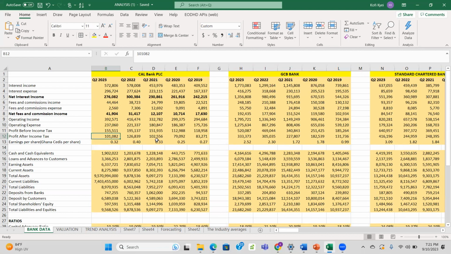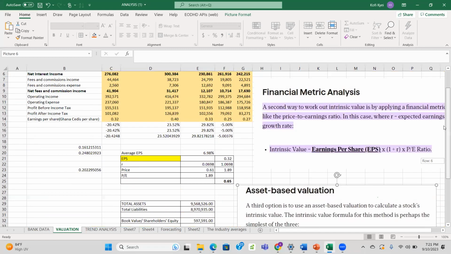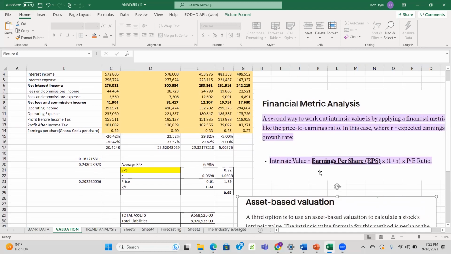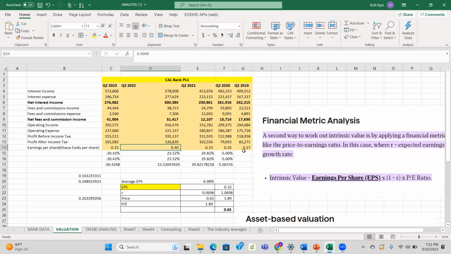As we've been using all this while, these are data of all the banks. Okay, so I'll click on this valuation sheet. As I said, it's very, very simple. For every financial statement that you see, most of them come with the earnings per share figures. So for Cowbank, these are the earnings per share figures: 0.27 for Q2 2019, then for Q2 2020, 0.25, 0.33, 0.40, and 0.32.